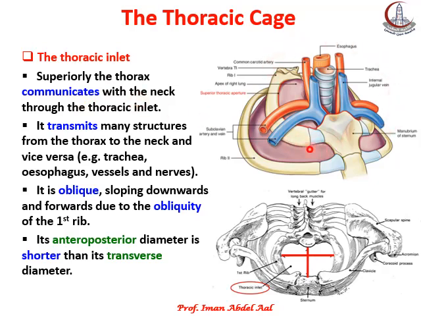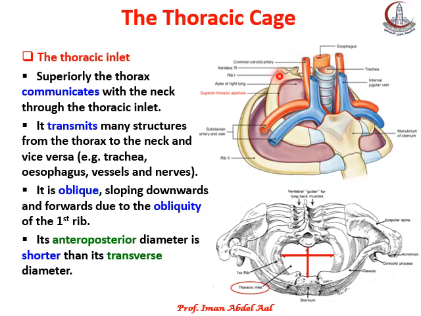This is the thoracic inlet. It transmits many structures, as you see here. You see the trachea, the esophagus, the vessels, arteries, veins, and nerves. If you look at this picture, you can see this is the first rib, this is the manubrium, and behind is the first thoracic vertebra.